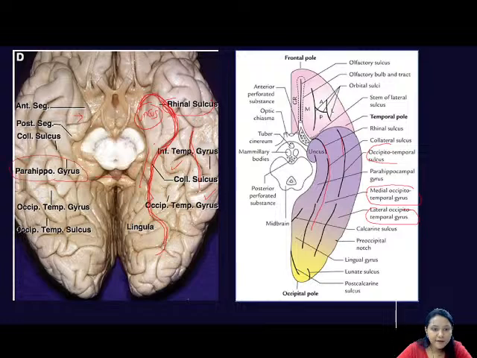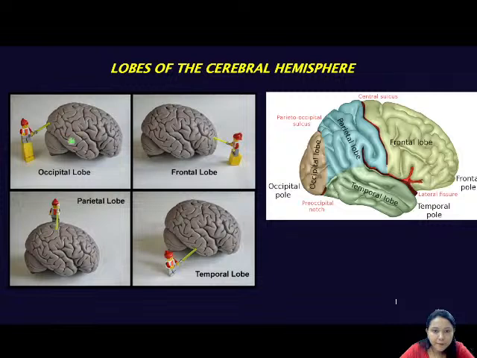On the medial aspect, the anterior-most part of the parahippocampal gyrus takes an upturn, and that is the uncus. So this is the parahippocampal gyrus, this is the uncus, and this is the collateral sulcus. At least you should know the structures present on the tentorial surface. Already I told you about the lobes, the frontal, occipital, temporal and parietal lobes, and the sylvian fissure.